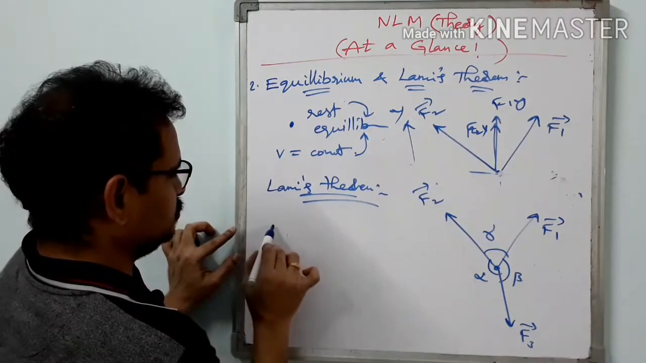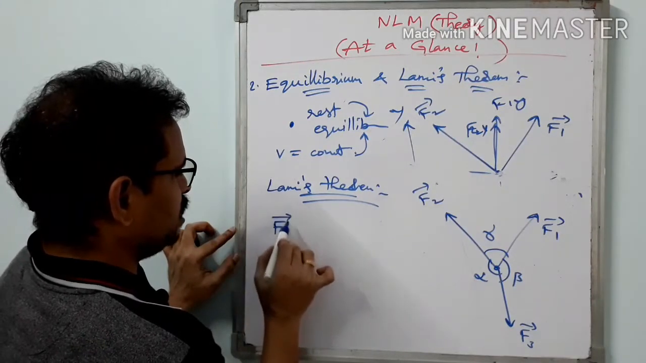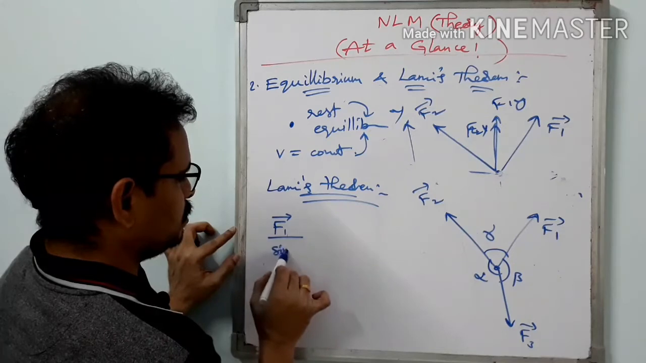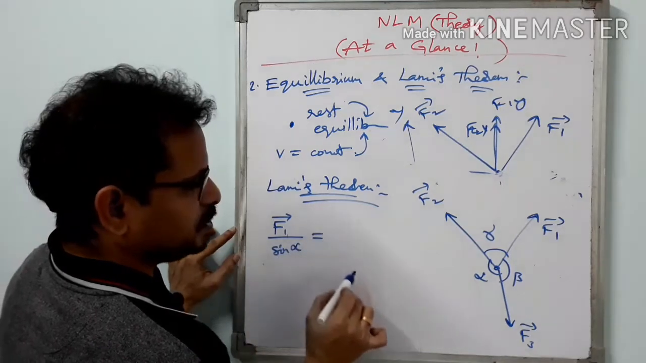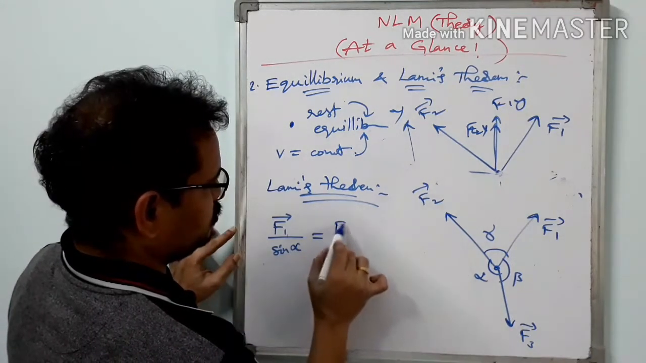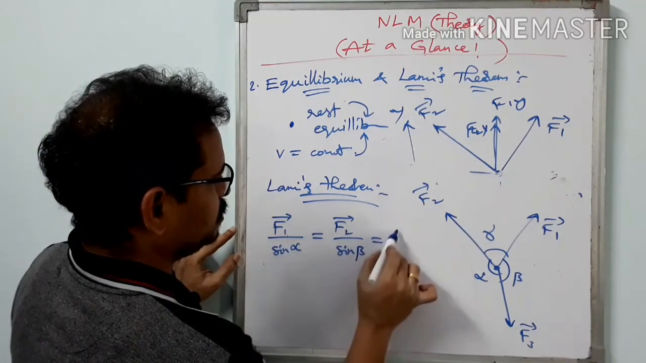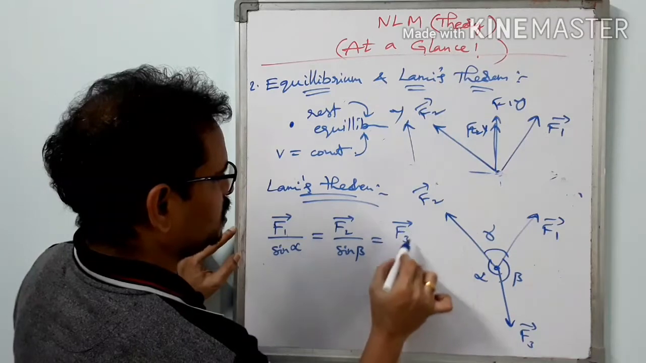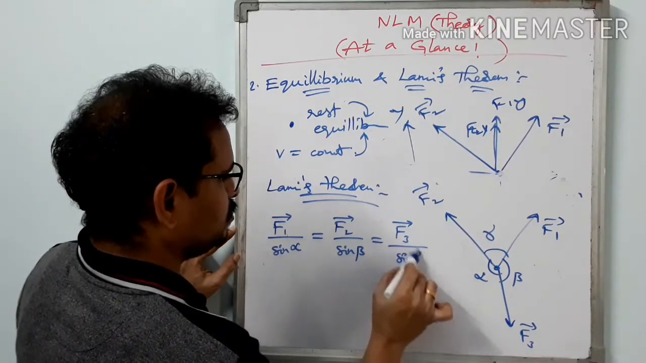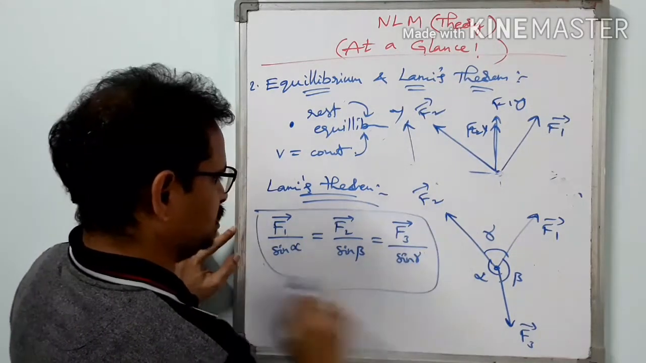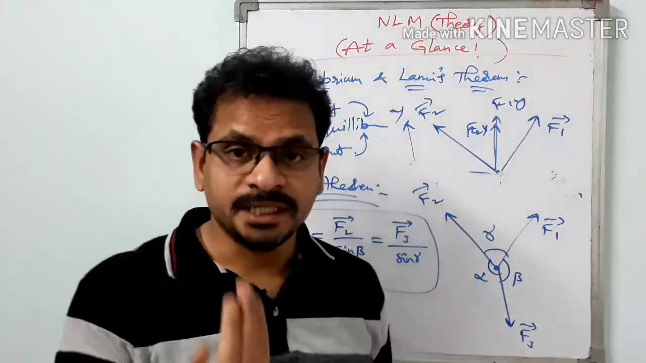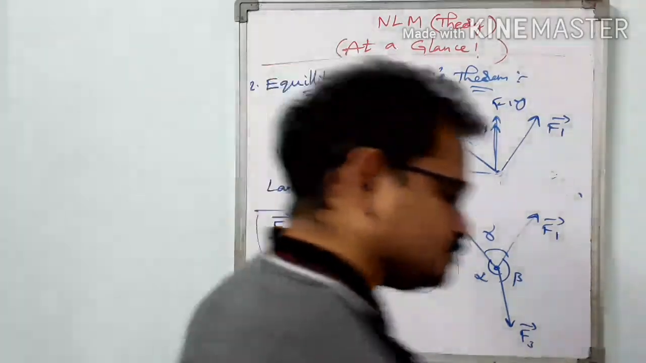So here, according to Lami's theorem, F1 bar by sin alpha equals F2 bar by sin beta equals F3 bar by sin gamma. This is the expression here. This is applicable only when three forces are given to us. Got it?